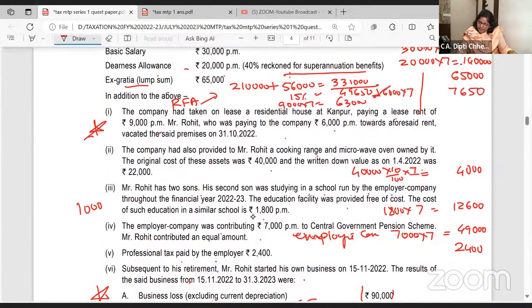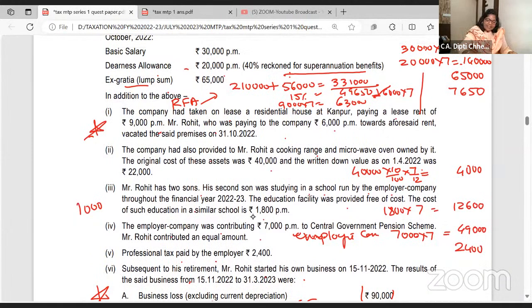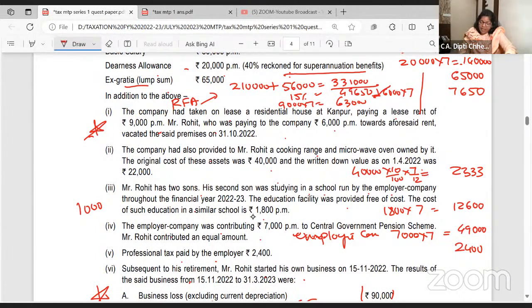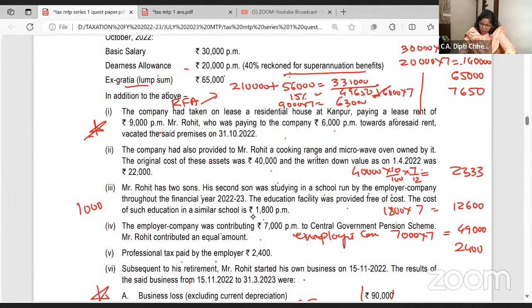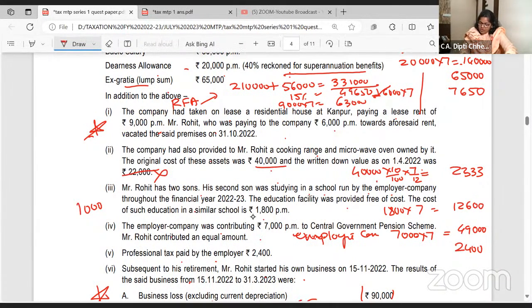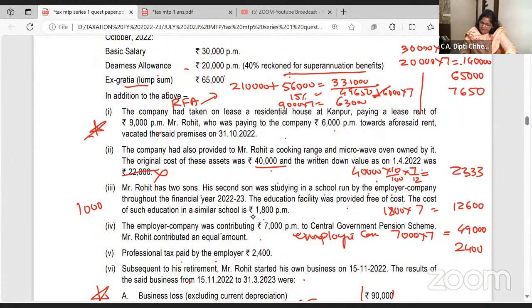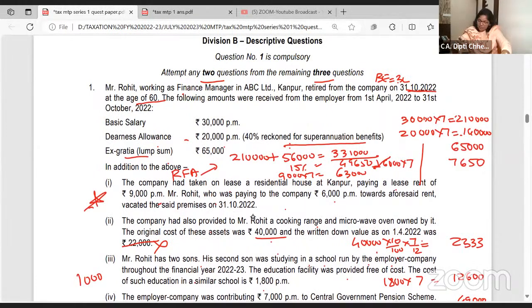Here also we will take only 7 months because he is leaving. Silly mistake. 2,333. So how much are you getting as the answer? Because we have given it for use to the employee, WDV is given to confuse you. On the original cost, 10%, and 7 by 12 because it is 7 months. So 7 months, 7 months, 7 months; even as a teacher I am doing it wrong. Hope you take the benefit of my mistake.